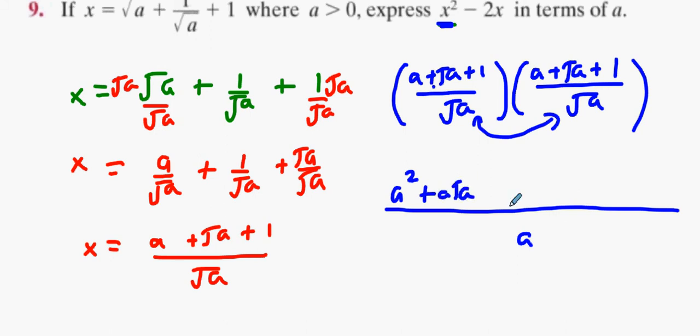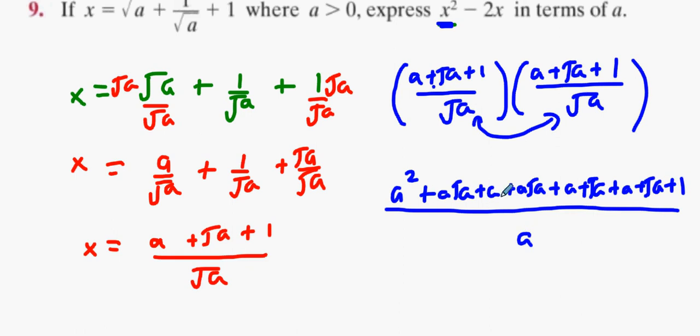a times 1 is a, no bother. Then root a times a is a root a. Root a times root a is a. Root a times 1 is root a. Now I'm on the last section. 1 times a is a. 1 times root a is root a. And 1 times 1 is 1.